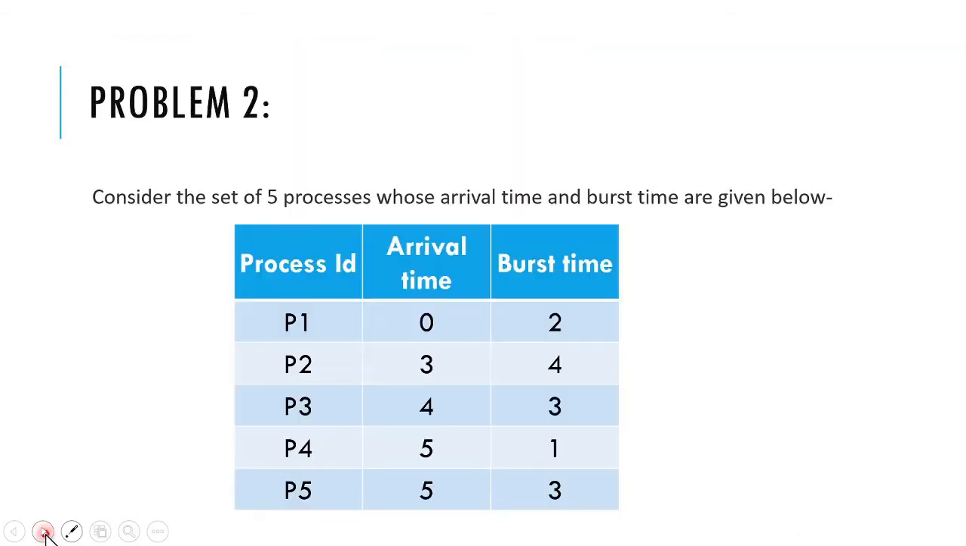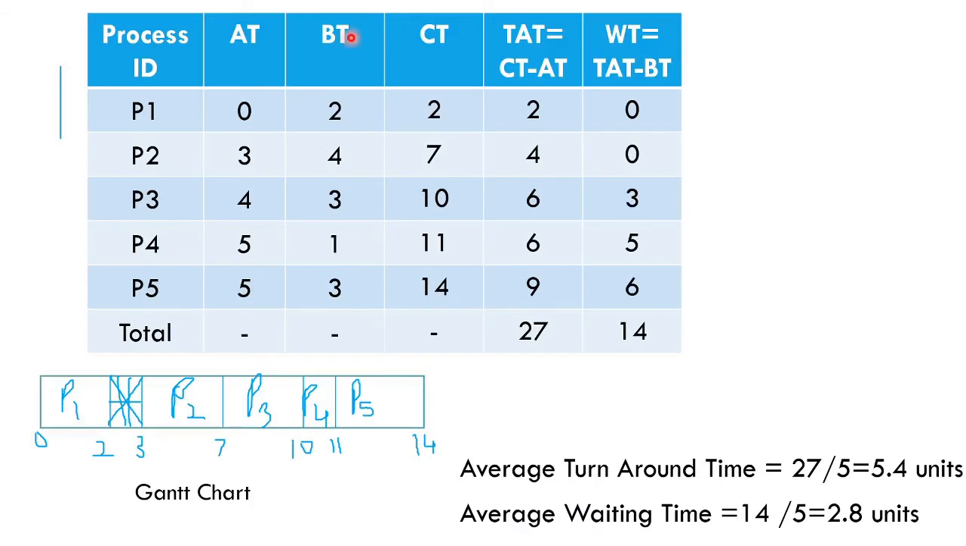There's another problem with 5 processes with their arrival timings and burst timings. If I look at the solution of this, again I draw the same table with the same number of columns, and I just fill up the table. But what is important is you need to know how the completion time is going to be calculated and how the Gantt chart is actually drawn.